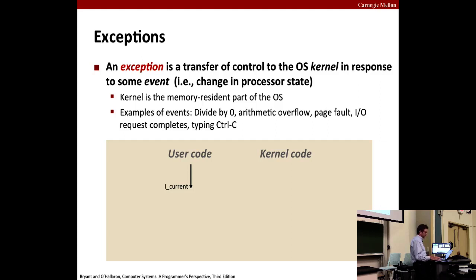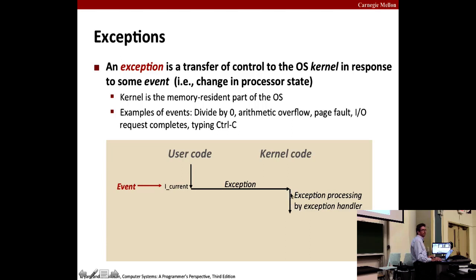So you're executing your user code, and then something happens, some event. By event, we mean there's some change in the system state. In response to that, the exception transfers control from your user code to code in the kernel, which is called an exception handler. And then the kernel responds to that change in some way. This is called exception processing.